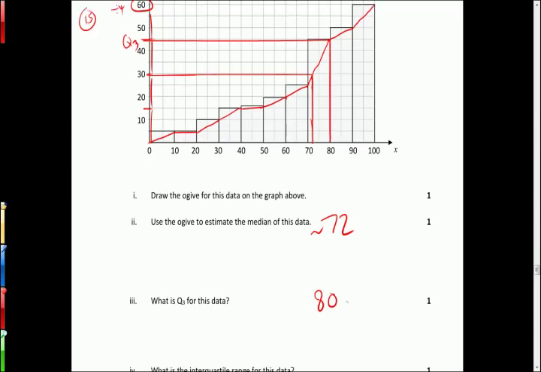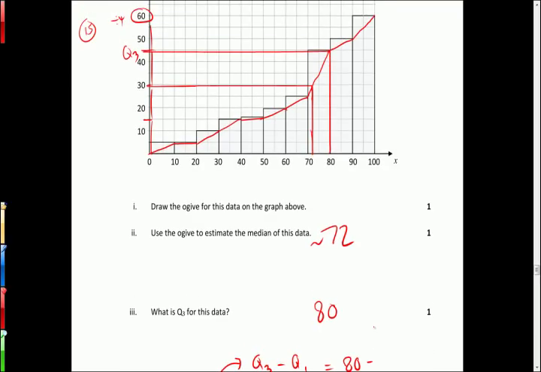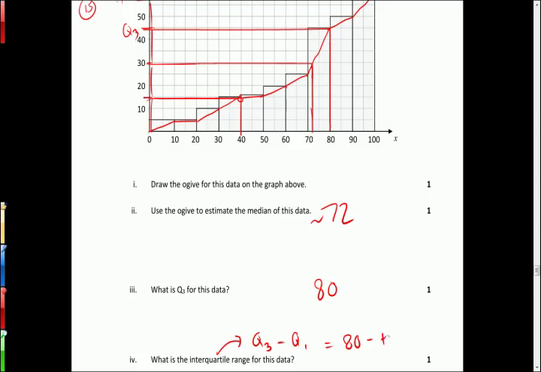Q3 for this data is 80. What's the interquartile range? Well, I know the interquartile range is defined as Q3 minus Q1, which is Q3 of 80 minus, well, let's go Q1. I already said Q1 was going to be from the 15 point till it hits the ogive, and there it is, hitting it right there. So it's 40. It's 80 minus 40, and 80 minus 40 is 40.